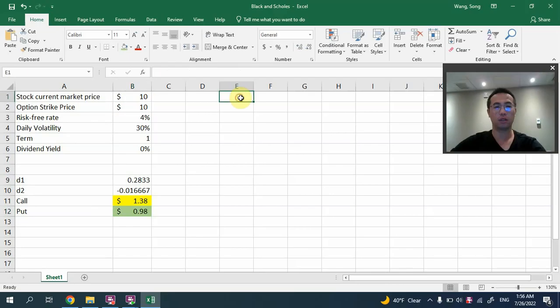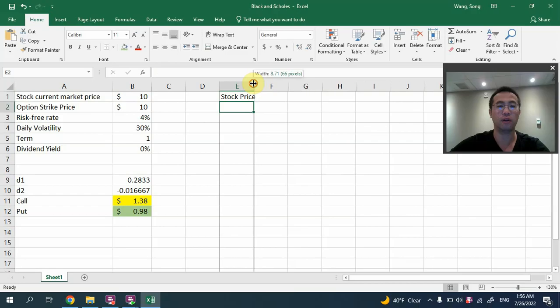Okay, so now let's estimate the delta. So delta basically is the sensitivity of option value to stock value. All right, you see options, we call them derivatives because their value is derived from their underlying assets. And if we want to get to know the sensitivity here, then first of all, we need to generate a column of stock price.